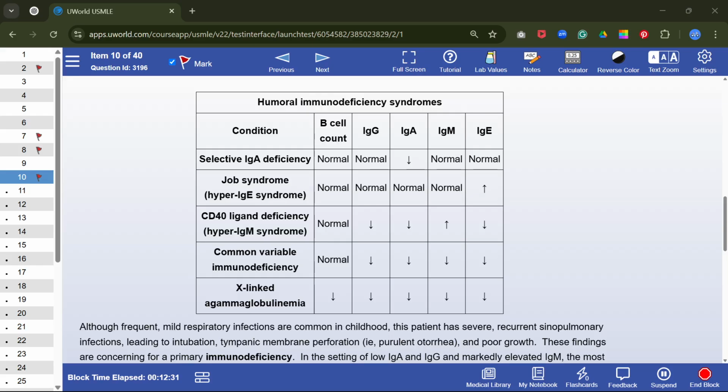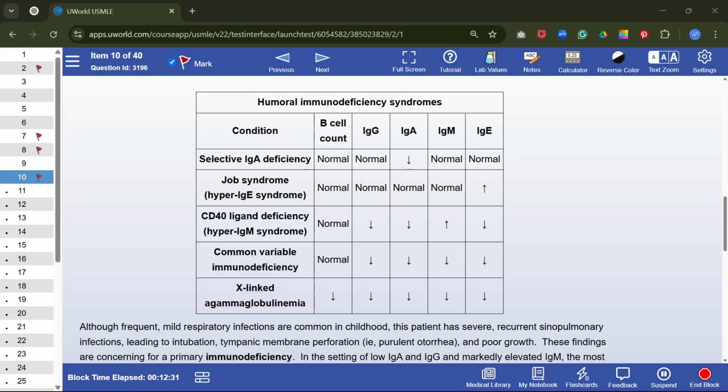Finally, at last, if we see these boxes: in selective IgA deficiency, remember the B game. Everything is normal, B cell count is normal, IgA is low, IgM is normal, IgE is normal. B game, Job syndrome, hyper IgE syndrome: IgE is higher and everything is normal. CD40 ligand, hyper IgM syndrome: B cell count is normal, IgM is higher and IgA is low, IgE is low.